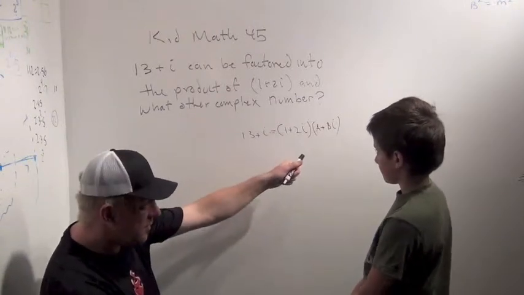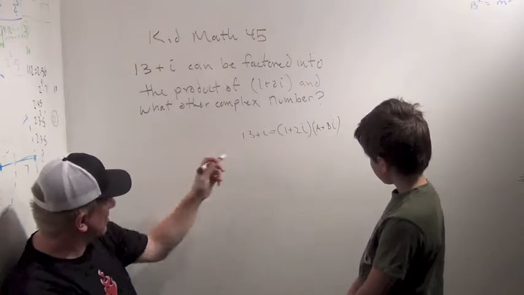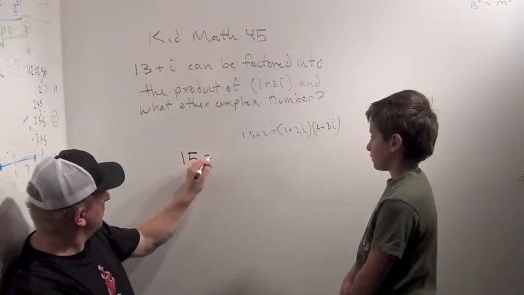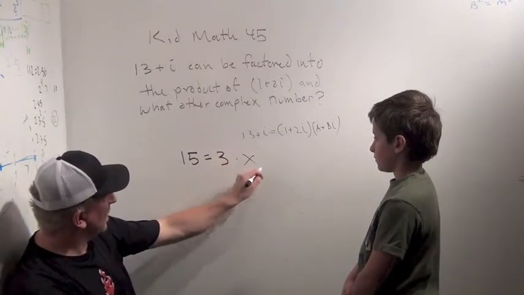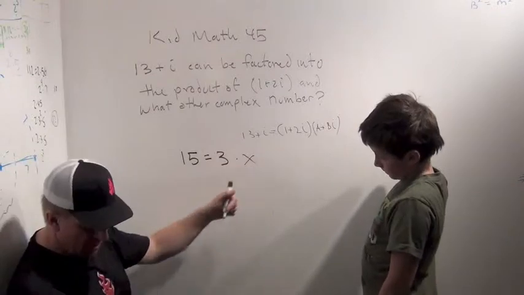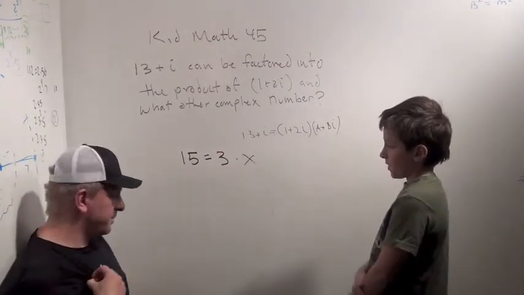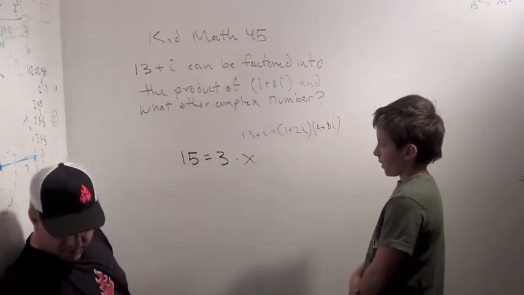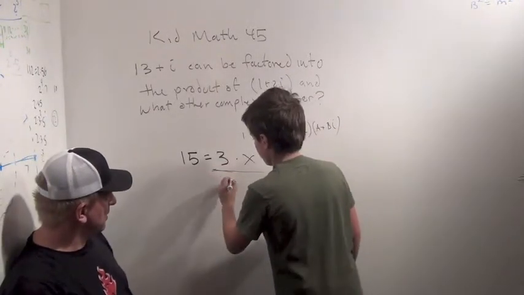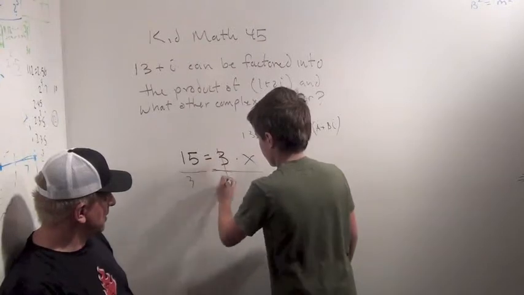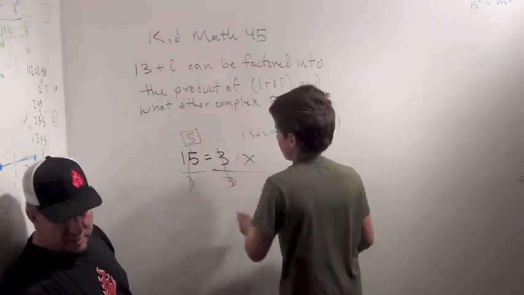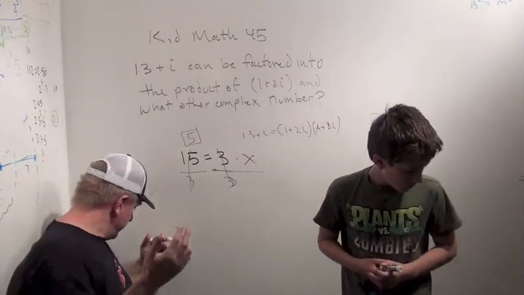Now, this is no different than if I told you that the number 15 equals 3 times some number x. Okay? 15 can be factored into 3 times some other number. In this case, what's the other number? It's 5. How did you figure that out? Well, you divide by 3. 3 cancels here, leaving a 5. Okay, very good.